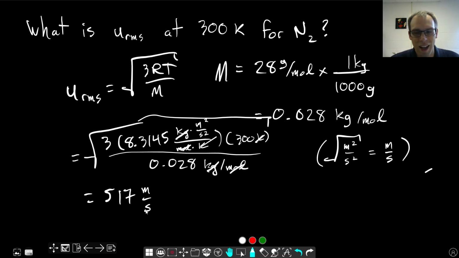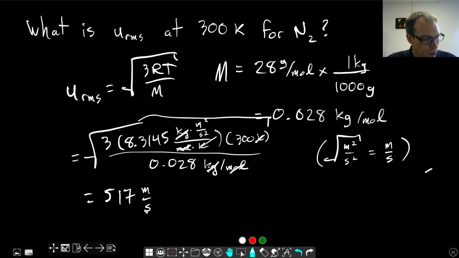Now, it doesn't actually get to go in a straight line. It doesn't get to go 500 meters before it runs into something else, right? There's a lot of gas particles. So it goes that fast on average, but it's bumping into a bunch of things in between. So it doesn't go in a straight line. It has a random motion around in the air.